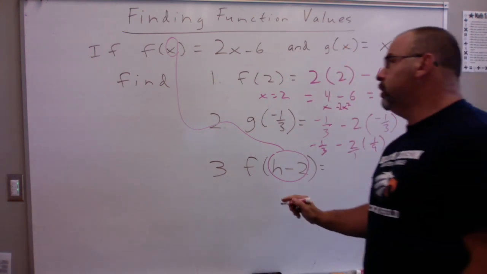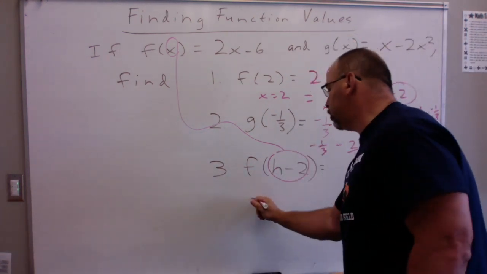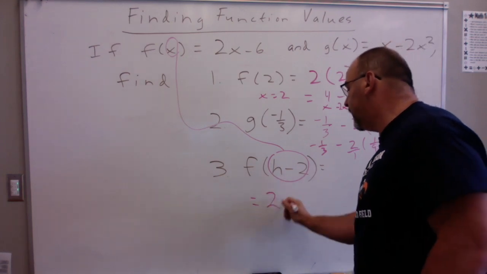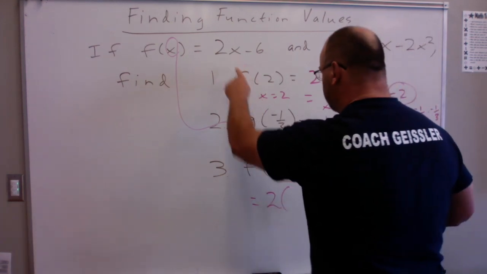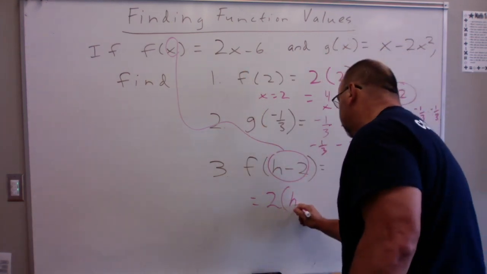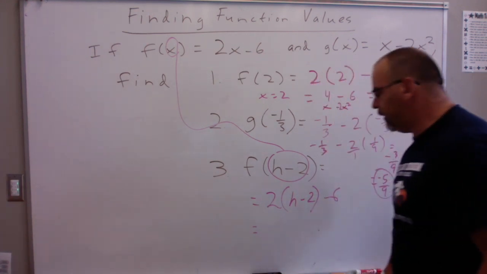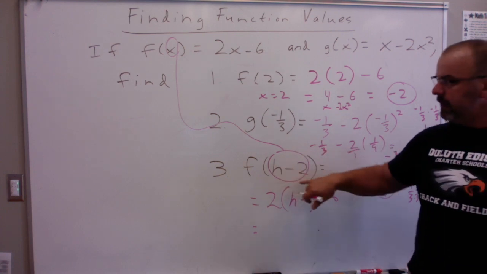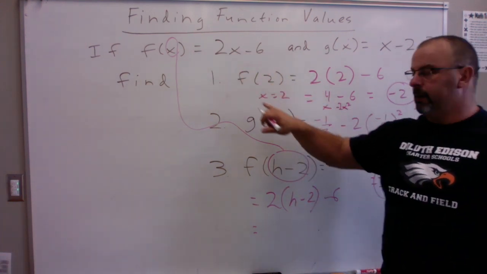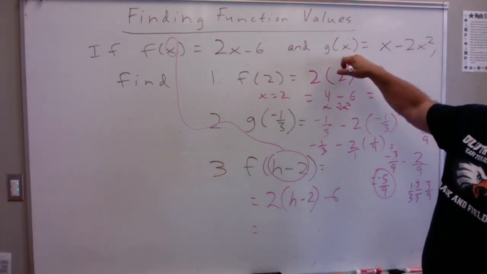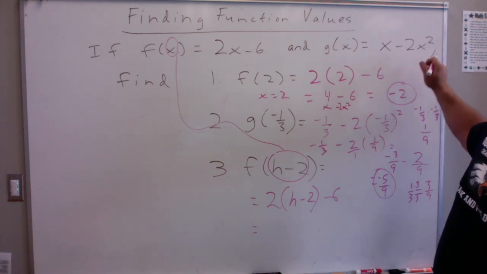So I'm going to do this equal to 2. What is x? X is equal to h minus 2, okay? Minus 6. Now I know that can be a little bit confusing, but whatever's in here is going to be your x value. Whatever's in here is going to be your x value, okay? And that's what you're going to put in for x.